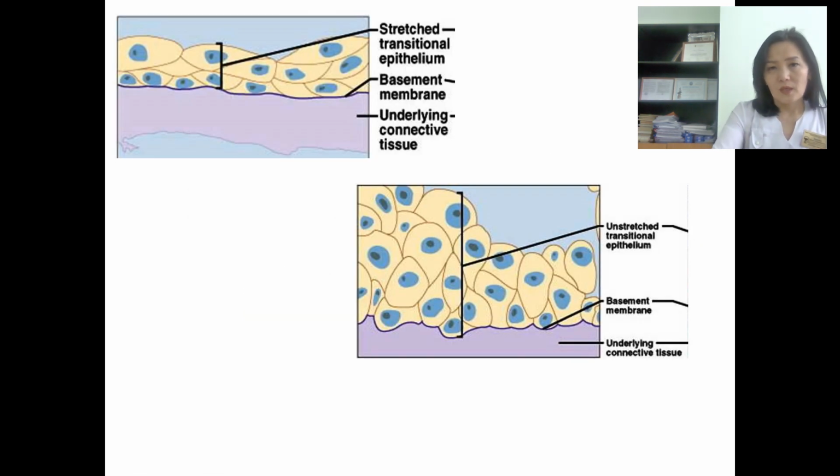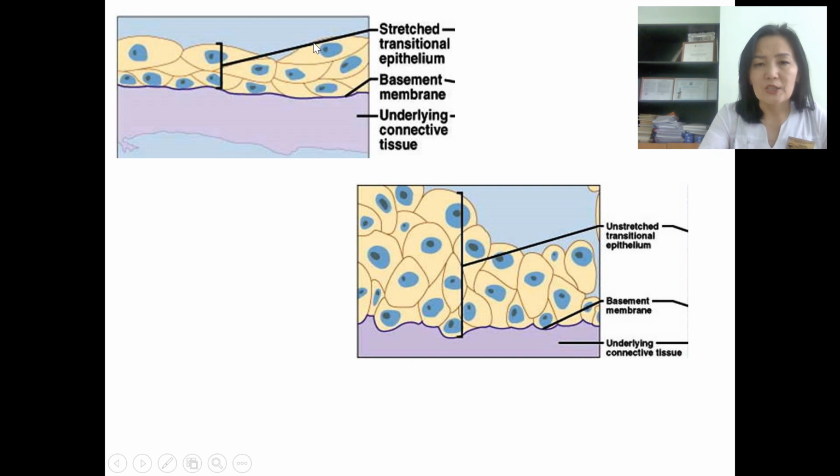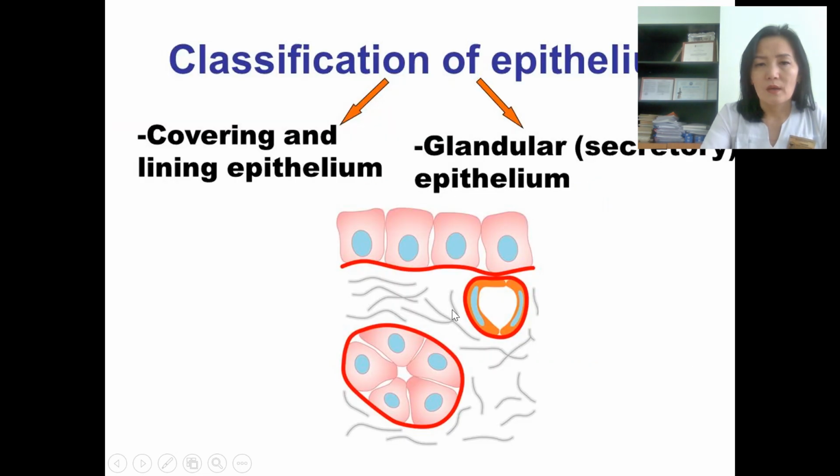Again, an example, this is a stretched transitional epithelium. And this one is unstretched transitional epithelium.